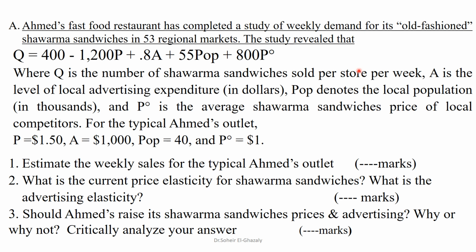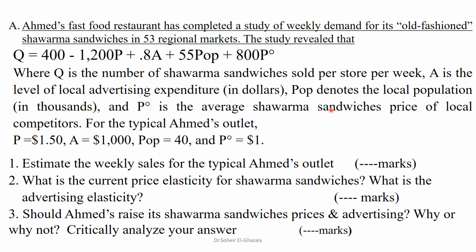They came up after some time with this equation. They said, this is the amount of sandwiches, Q, that you're going to sell each week, if you know whether it is elastic or inelastic. This is the equation they came out with, where Q is the number of shawarma sandwiches sold per store per week. A is the level of local advertising expenditure. This is A, advertising cost.